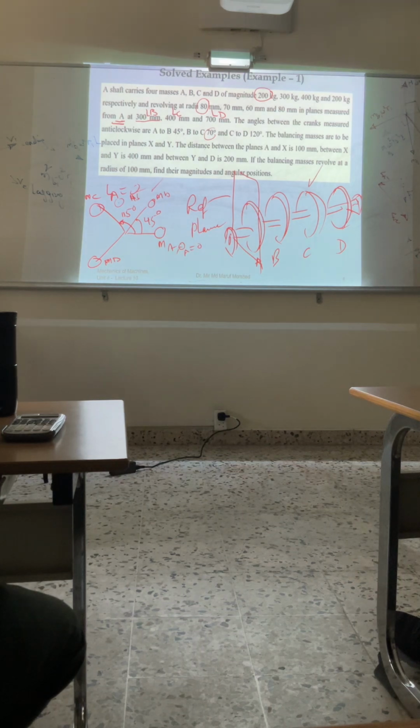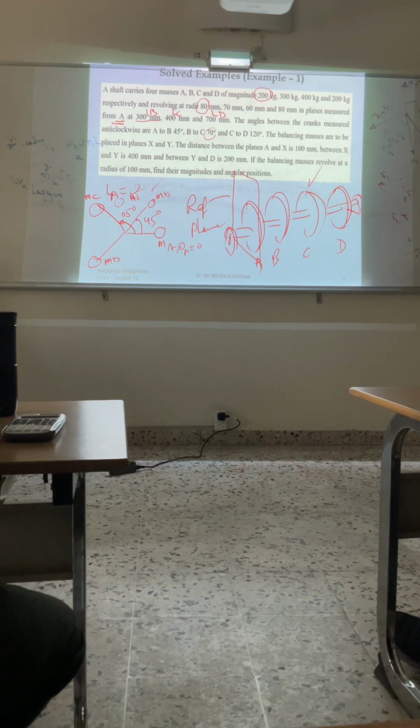And then listen carefully. He said the distance between the planes A and X is 100. So it's a little bit confusing. Is it 100 to the right or 100 to the left? Let's continue. Between X and Y is 400.